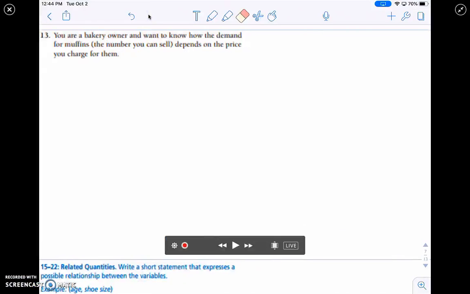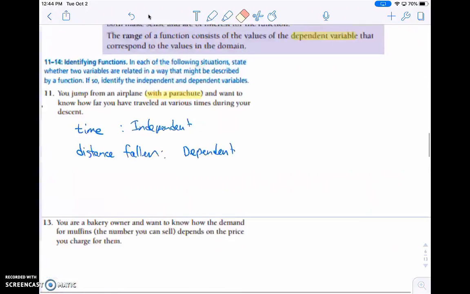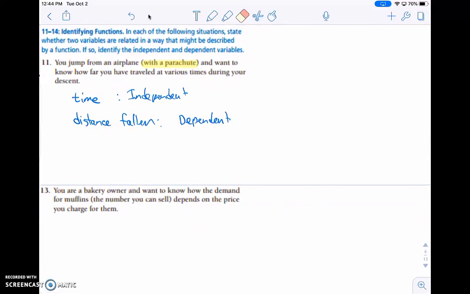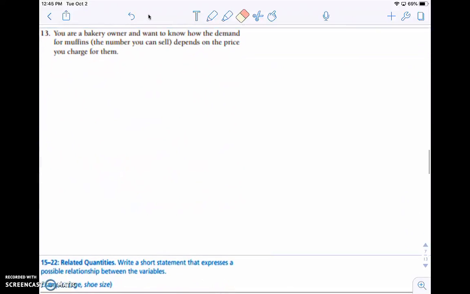Okay, this is part 2, Unit 9A. We're looking at functions and mathematical models. So again, these questions here, we did number 11 in the last video. We're just looking in each of the following situations. We're stating whether two variables are related in a way that might be described by a function. If so, which would be the independent and the dependent variables.